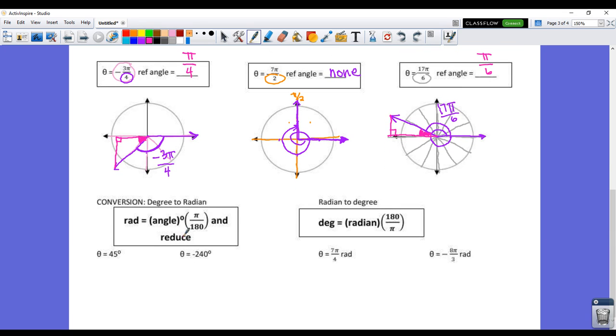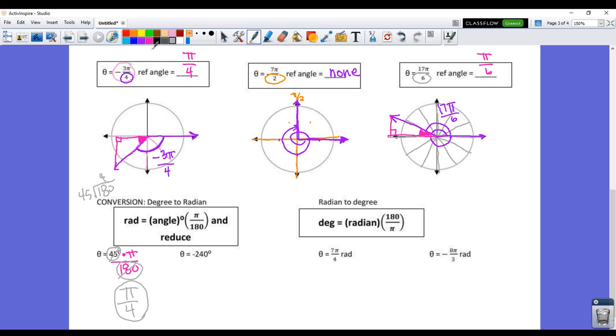Okay, and then here is how we convert from a radian to a degree and from a degree to a radian. So if we have 45 degrees, that's our angle. We're going to multiply that by pi and divide it by 180 and reduce. So we're looking at reducing 45 and 180. How many times does 45 go into 180? That should be 4 times. So 45 and 180 reduces to 1 pi over 4. What do they both divide by nicely? Always reduce in terms of pi.